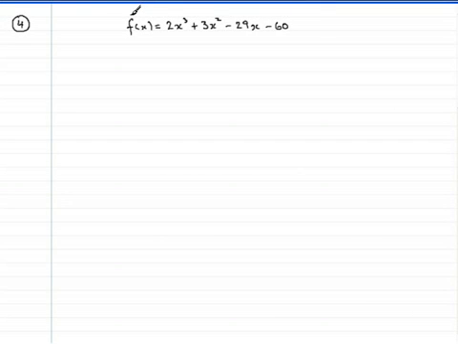Welcome to question number 4. In this question you're given that f of x equals 2x cubed plus 3x squared minus 29x minus 60. And for part A you're asked to find the remainder when f of x is divided by x plus 2. So that's to find the remainder when f of x is divided by x plus 2.